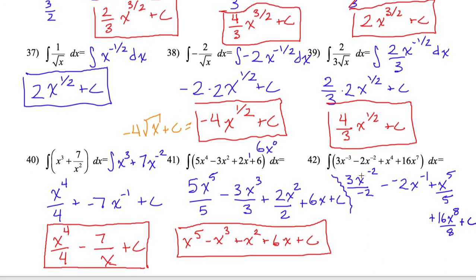And since it gave me negative exponents, I'm going to leave negative exponents. So I have 3x to the negative 2 divided by 2. I guess that's a negative out front. And then I'm going to add 2x to the negative 1. Add x to the power of 5 over 5. Add 2x to the 8. And I need to squeeze in a plus c here.